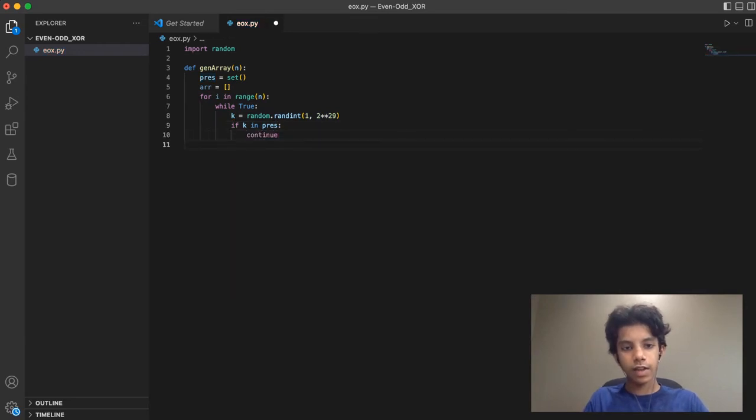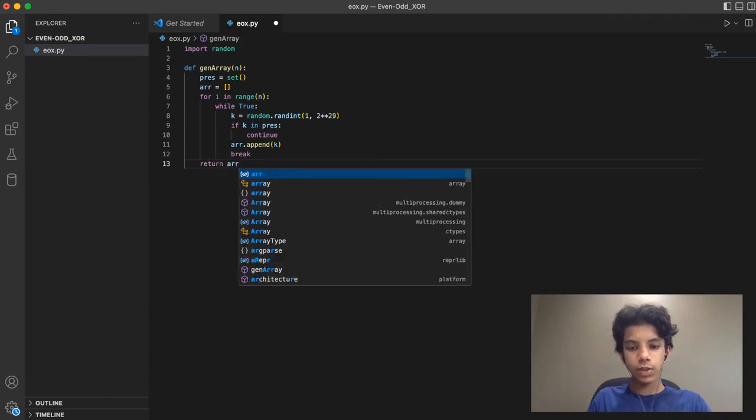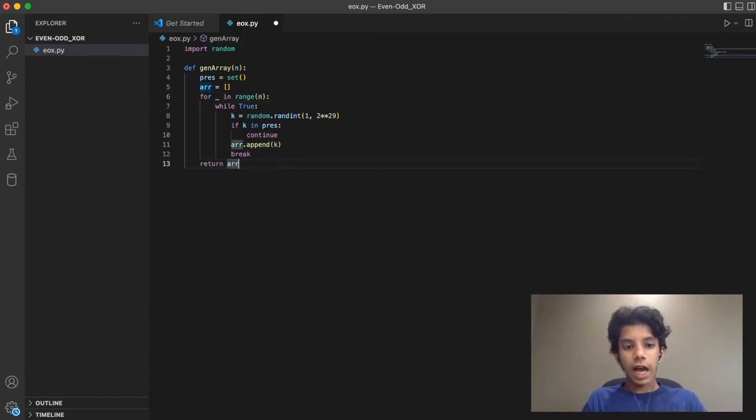And then we say r.append(k), break, and return r. This will generate our array asymptotically in O(n). The reason for that is there's 2 to the power of 29 values.